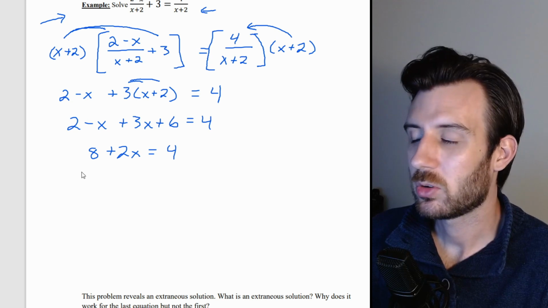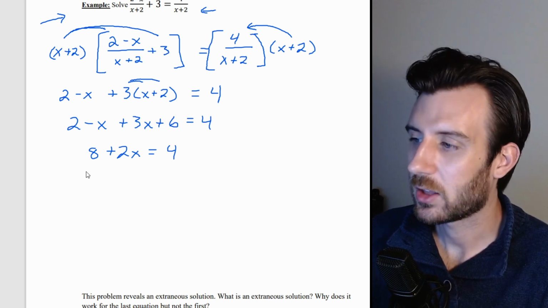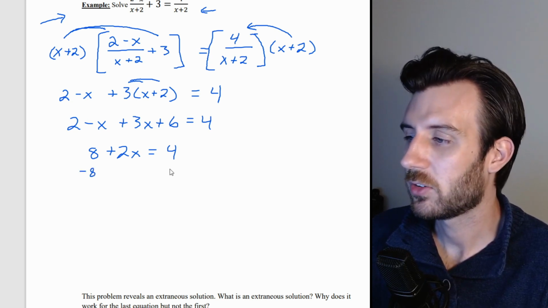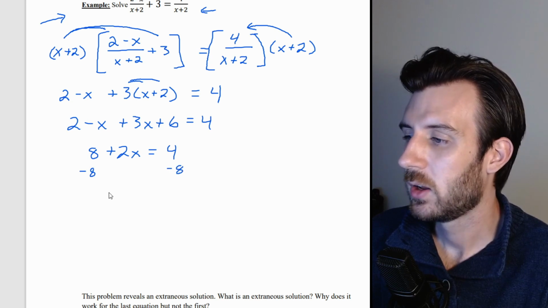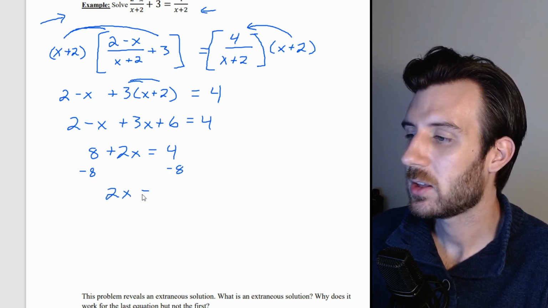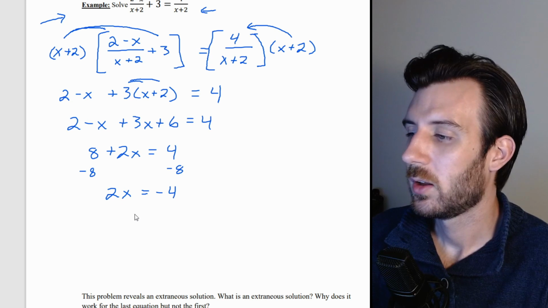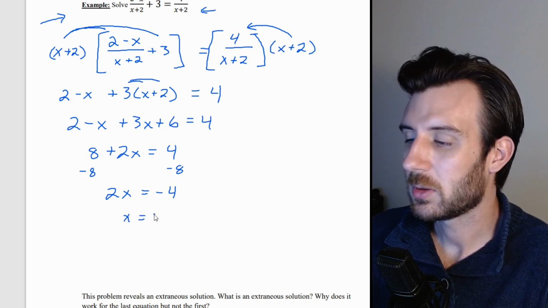I would probably want to get x's all on one side and everything else on the other, so if I'm trying to get rid of this 8, let's balance that out. That would leave me with 2x's being equal to a negative 4, which means that each of those x's would need to be a negative 2.